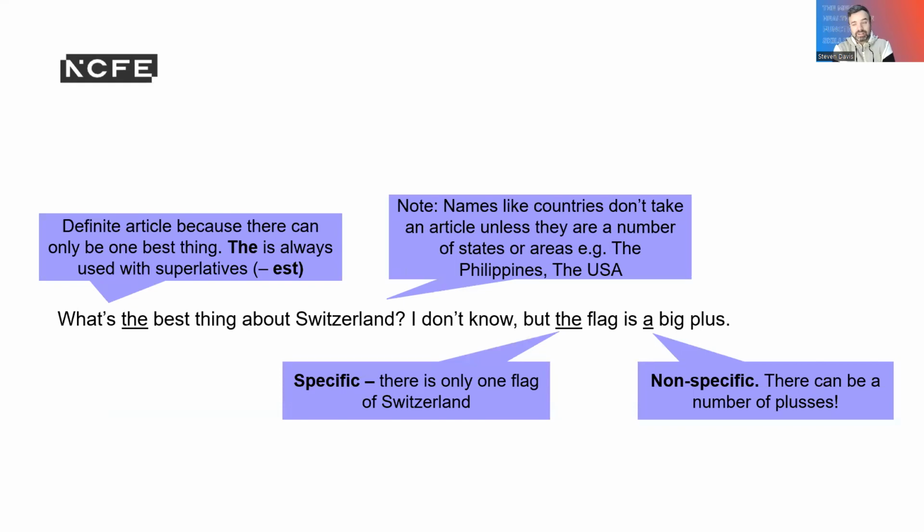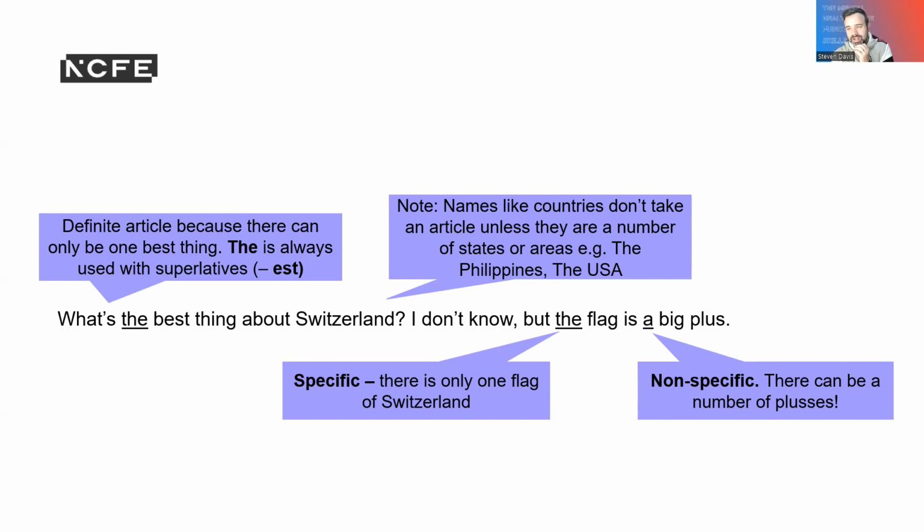There we go. So again, I wish I'd have known this was here before going into AI, but anyway, here we are. The best thing about Switzerland, I don't know, but the flag is a big plus. So again, here we can see what we just read on the AI. So define the article because there can only be one best thing. The is always used there.